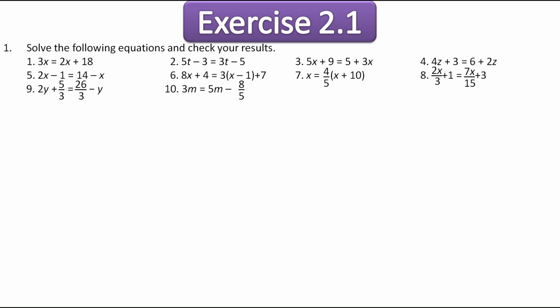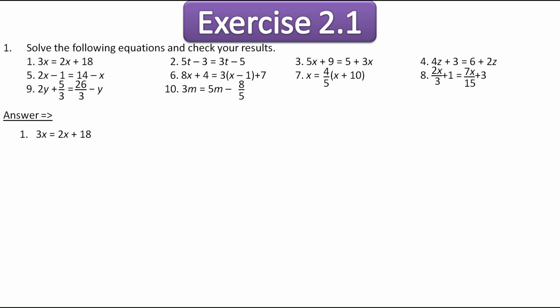Okay, solving these equations means what? We have to find out the value of that variable. Okay, so how to find that value of the variable? I'll tell you. The first one we have is 3x is equal to 2x plus 18. Here x is a variable and we have to find the value of that x. And they have told us to check the results also. So how to check it? We just have to put the value of x, whichever we have found out, in the LHS part as well as in the RHS part, and check whether the answers are matching or not.